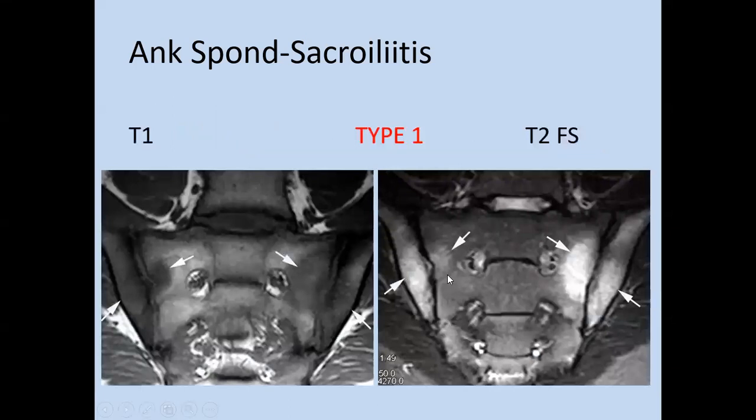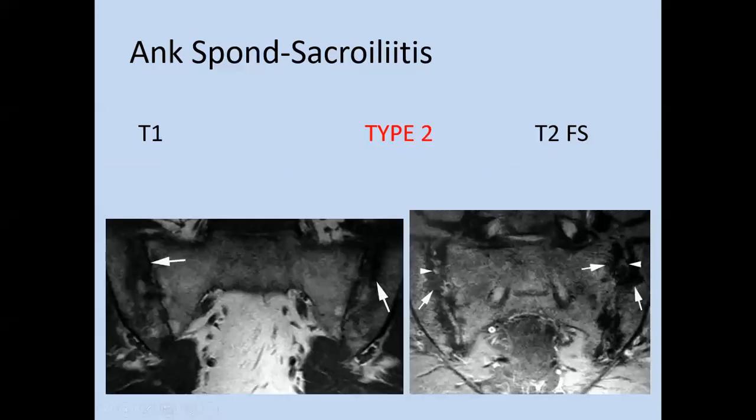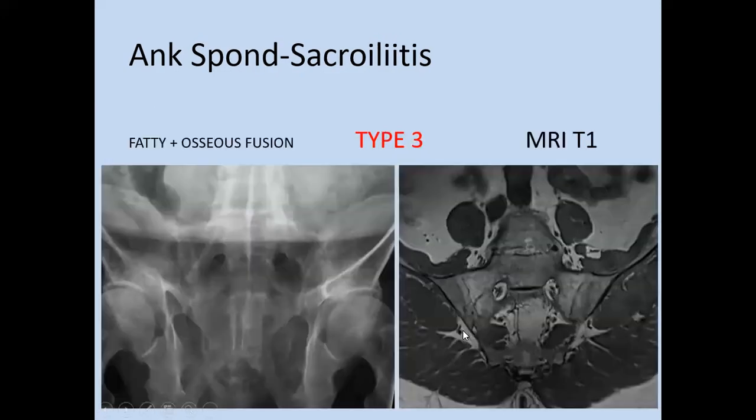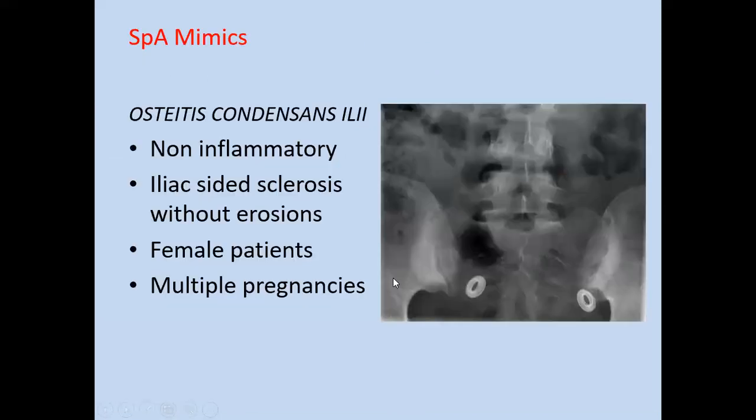So this is type 1. We see periarticular osseous edema around the sacroiliac joints. This is type 2, where we see sclerosis, the dark areas around the sacroiliac joints. And this is type 3, where there is a fusion of the sacroiliac joints and fatty infiltration around the joints. So these are the three types.